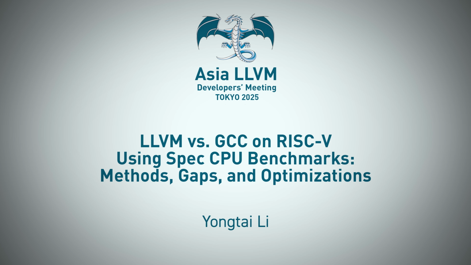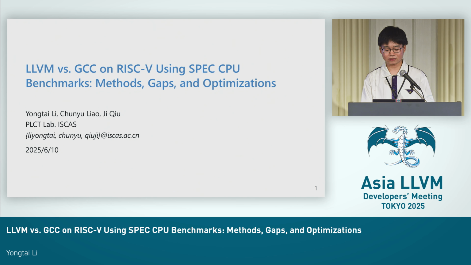Hello everyone, I'm Yongtai from PLCT Lab or ISCS, and today I will be sharing our work on comparing LLVM and GCC performance for RISC-V using SPEC CPU 2017 and SPEC CPU 2006, with focus on code size and dynamic instruction count. Over the past few months, we have built different versions of LLVM and GCC on RISC-V machines. We use those compilers to build the SPEC CPU benchmarks and use each runtime result to conduct some optimization analysis.